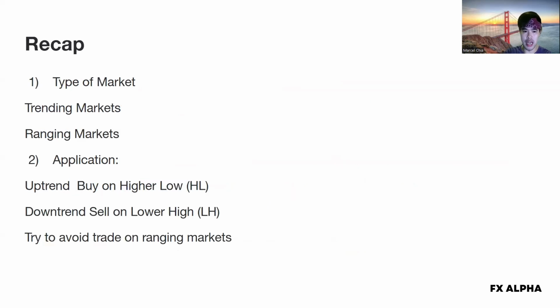Okay, so just to recap, for today's video, on the trending market, we learned uptrend and downtrend. On the uptrend, we are buying on the higher low. On the downtrend, we are selling on a lower high. And as for ranging markets, we are not able to trade.